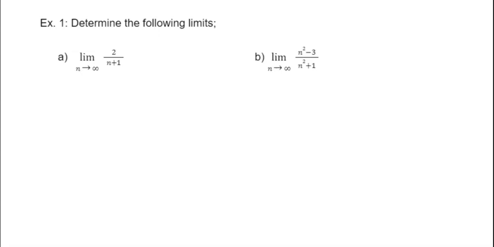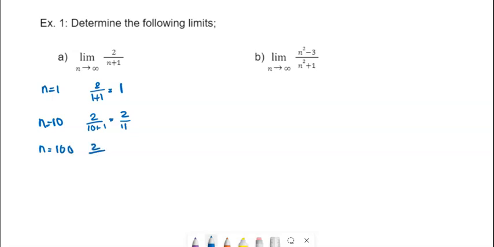So the limit of the function 2 over n plus 1 as n approaches infinity. So I could take a minute and plug in some terms. Let's say if the first term, so n equals 1. Then I have 2 over 1 plus 1, so that's 1. If n equals 10, then I would have 2 over 10 plus 1, that's 2 over 11. If n equals 100, then I would have 2 over 100 plus 1, that's 2 over 101.